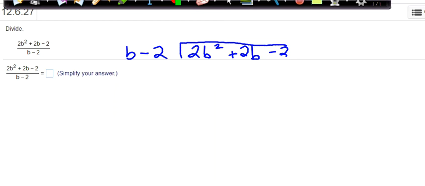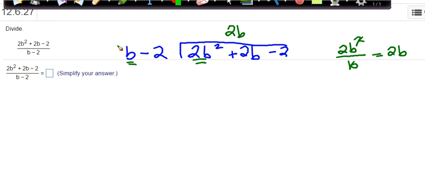We're going to ask ourselves, what do we multiply times b to get b squared? And one way to look at this is also a division problem. If we take 2b squared and divide that by b, well, one of those b's cancels, so we know it's going to be 2b. So that's what we would put up here, 2b. We're going to multiply 2b times b to get 2b squared.